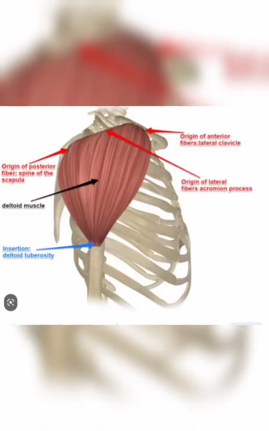Fourth one is the deltoid muscle. We can see the origin. There are three origins: anterior, posterior, and lateral, from the acromion, lateral clavicle, and spine of the scapula. It is a bulky muscle. The insertion is into the deltoid tuberosity. We can see the functions of it. It helps you move your arms in different directions like extension, flexion, abduction, adduction. Deltoids are skeletal muscles.